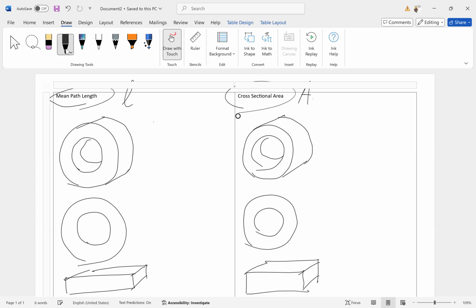And the mean path length, we have to really think about the English language of what it means. This is mean path length. Mean means average. Average path length. And then we have to think, the path of what? It's the path that the magnetic flux is traveling on.